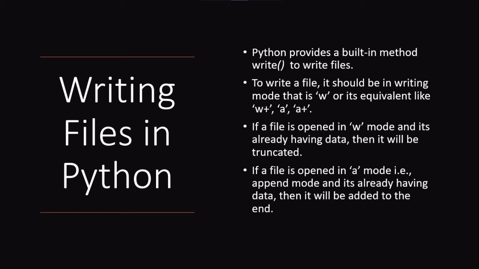a+, or a. If we open a file which was already containing some data in w mode, which is writing mode, then the data will be erased. That is, the file will be truncated. But if you open a file in append mode, then the data will be added to the end of the file and the previous data will not be removed.